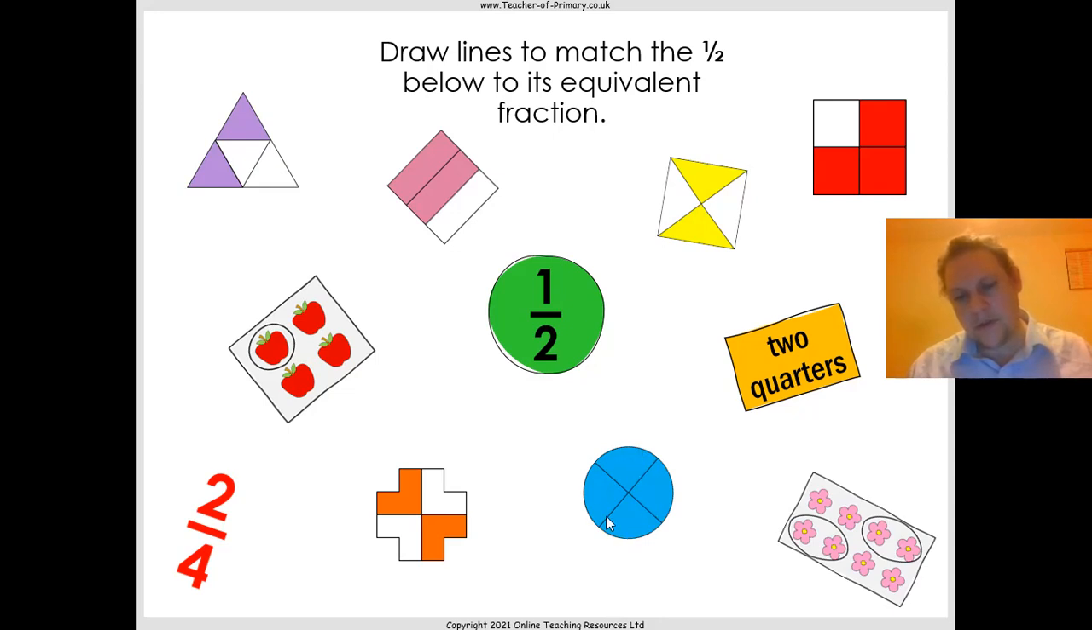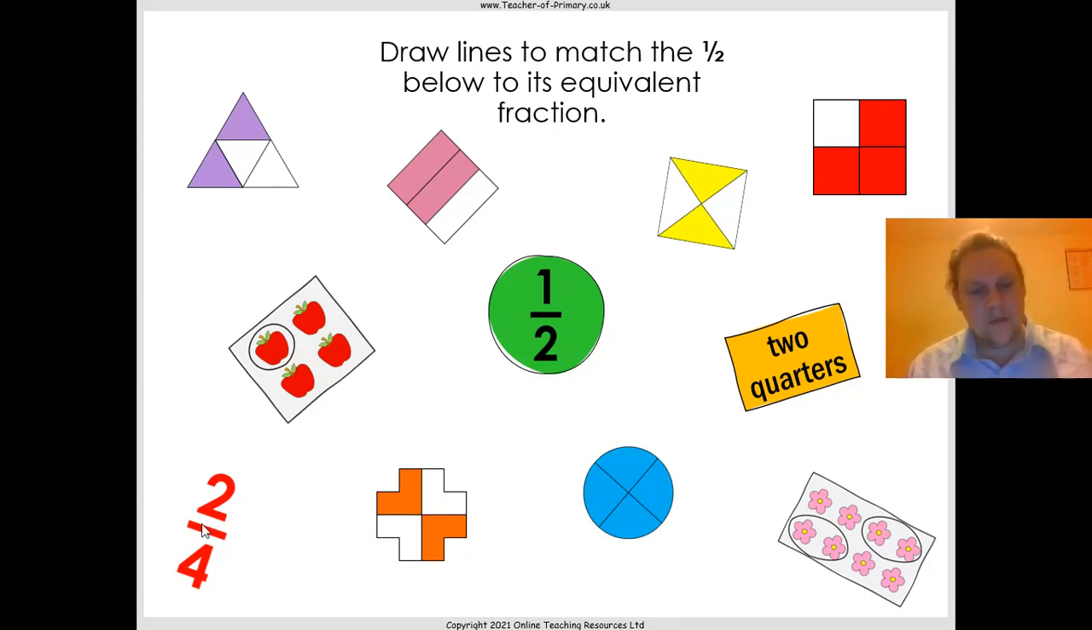Well, we've got 1, 2, 3, 4 of the 4 parts shaded. 4 out of 4. That's a whole. Okay, it's not a half. It's not what we're looking for. Then this one, we've got our shape divided into 4. We've got 2 of the 4 pieces shaded. 2/4 is exactly the same as a half, so that's the one we're looking for.